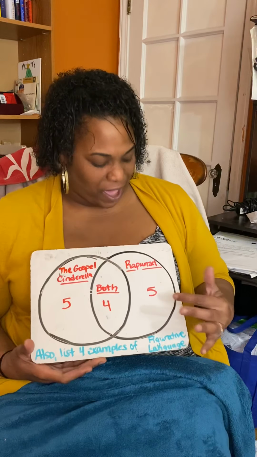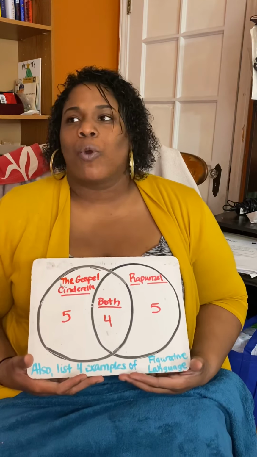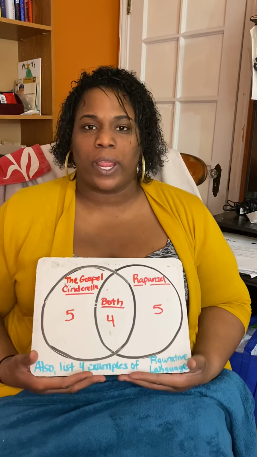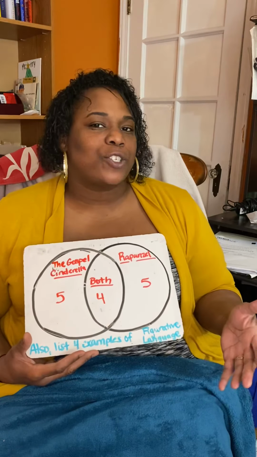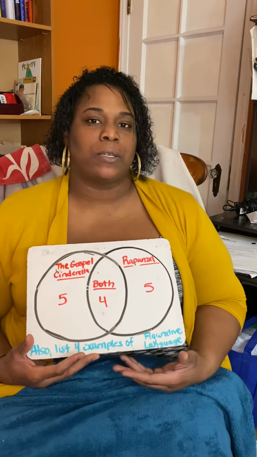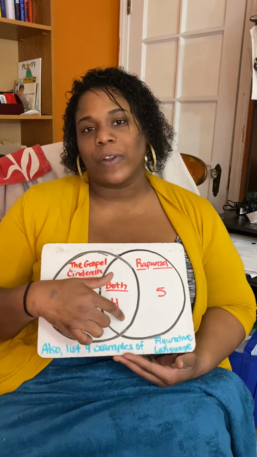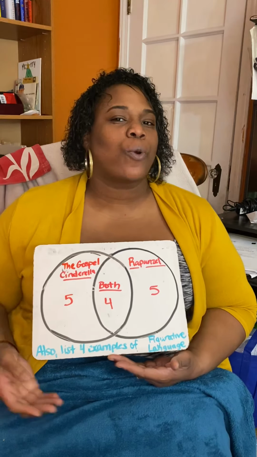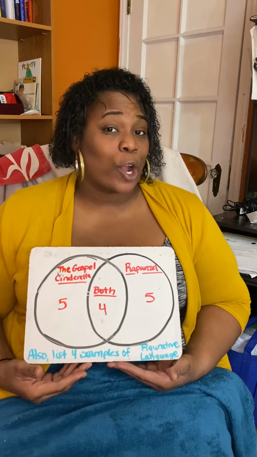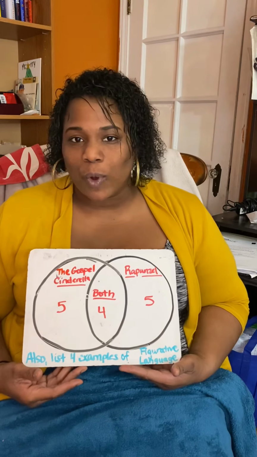Then you're going to tell me 5 things about Rapunzel. What are 5 facts from the story using different story elements? What are the 5 facts that you could come up with about Rapunzel? Then in the center, where they cross, you're going to tell me 4 things that both stories shared. And yes, there are 4. There's actually way more than 4.